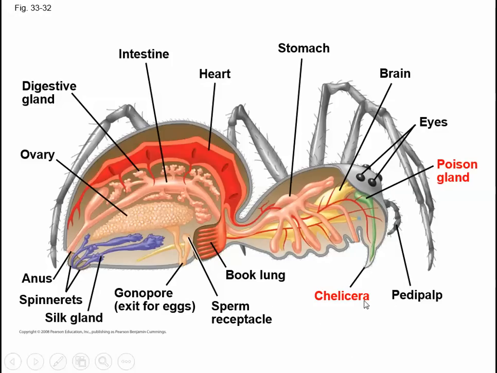Yikes. And you'll notice what's attached there are the poison glands. So yeah, you want to be very careful around arachnids. You don't want to be bitten. This is used to hunt, to sting, to paralyze their prey.